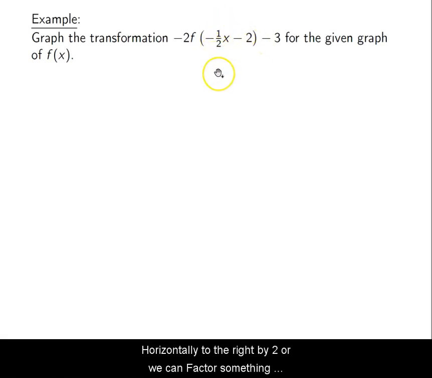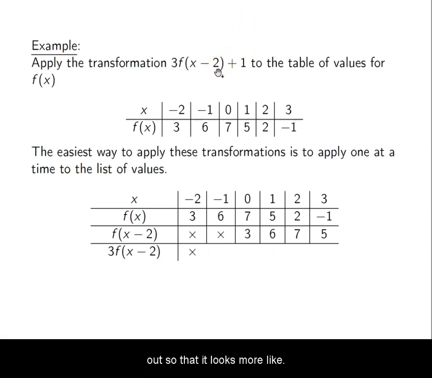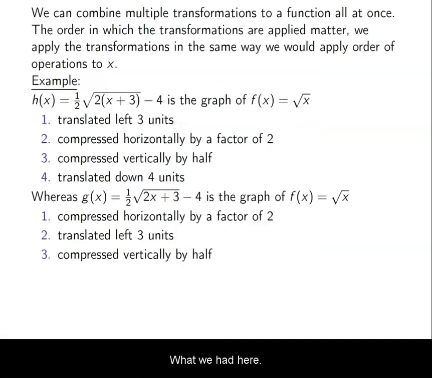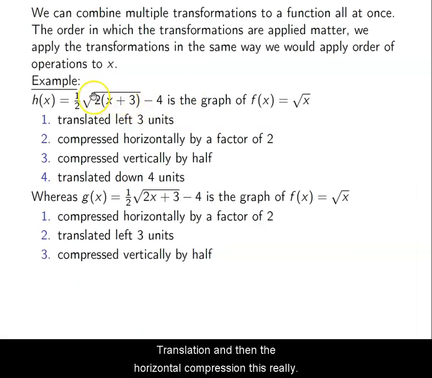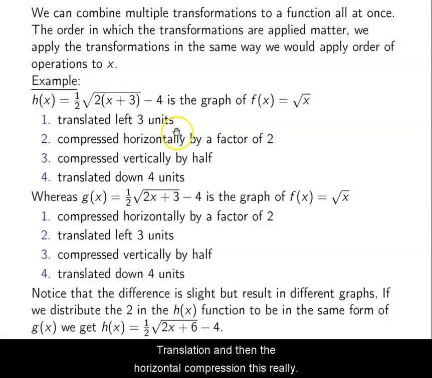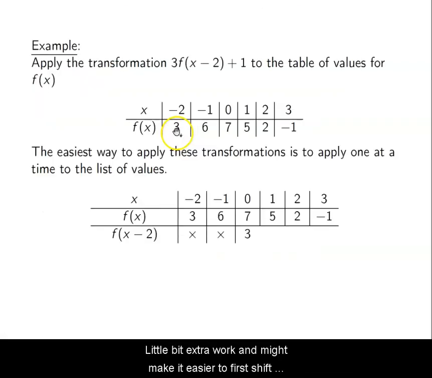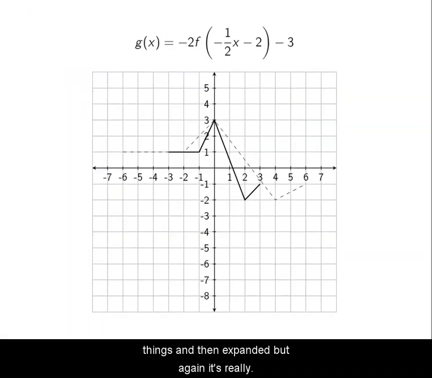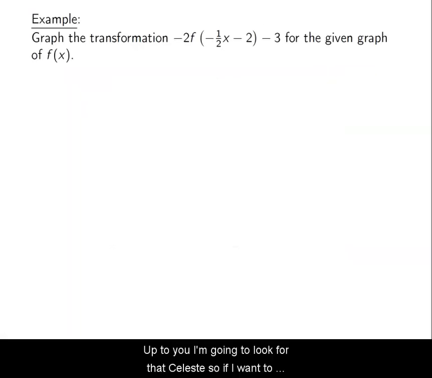factor something out so that it looks more like what we had here, right? So that we apply the horizontal shift translation and then the horizontal compression. It's really up to you. A little bit of extra work might make it easier to first shift things and then expand it, but again, it's really up to you. I went a little too far there.